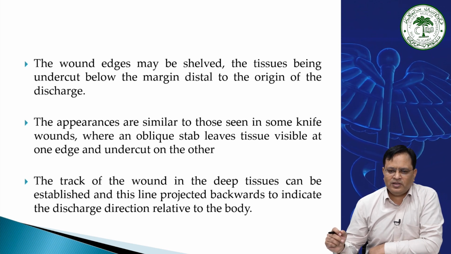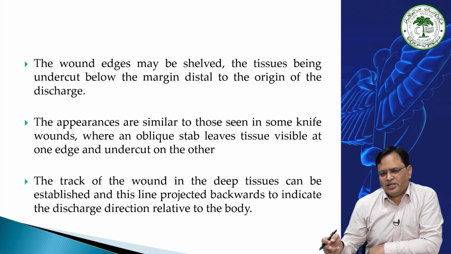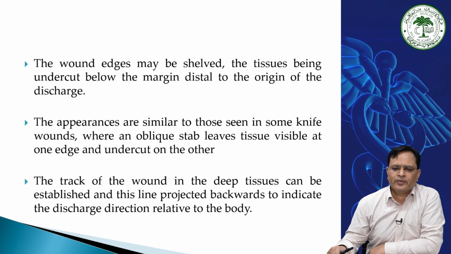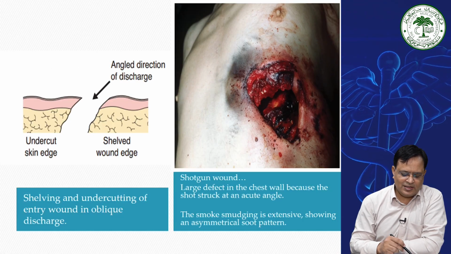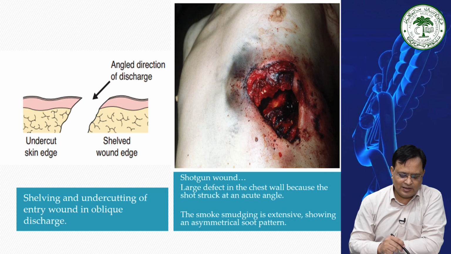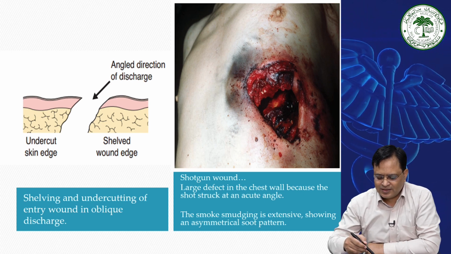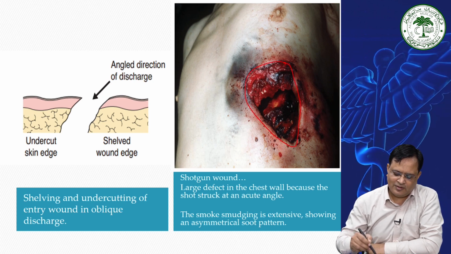The track of the wound in the deeper tissue can be established, and this line projected backward to indicate the discharge direction related to the body. Here we can see there is an angled discharge, an angled discharge undercut in the skin and the shelved wound.